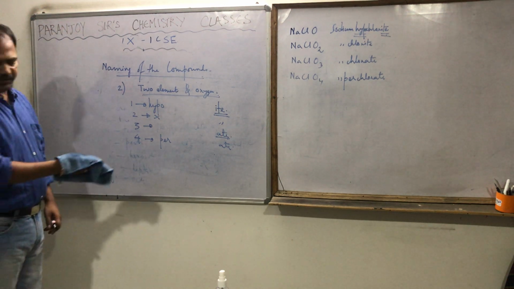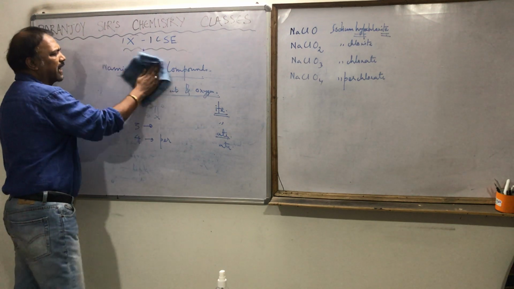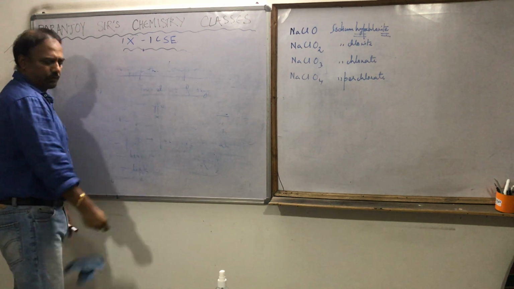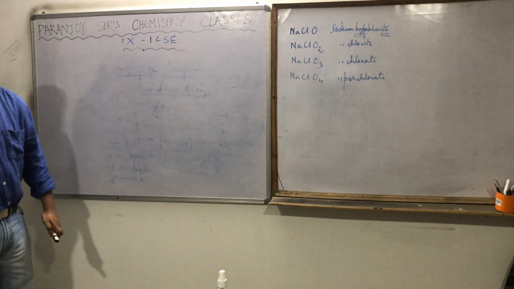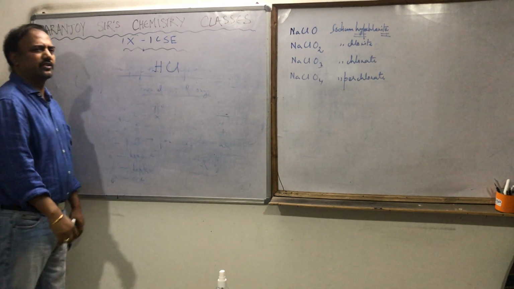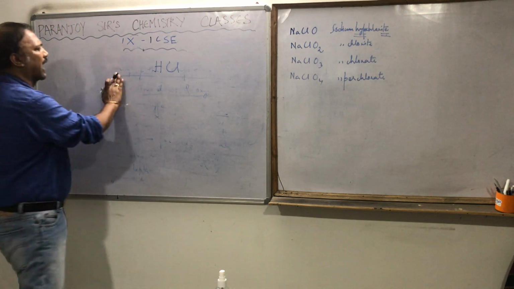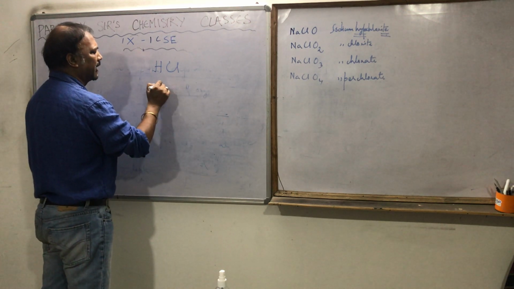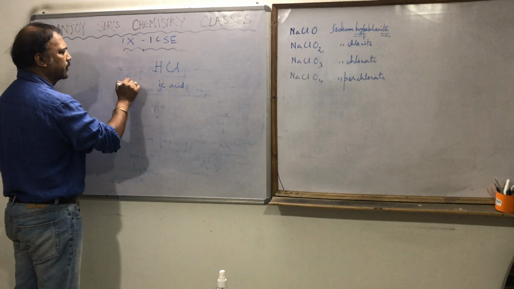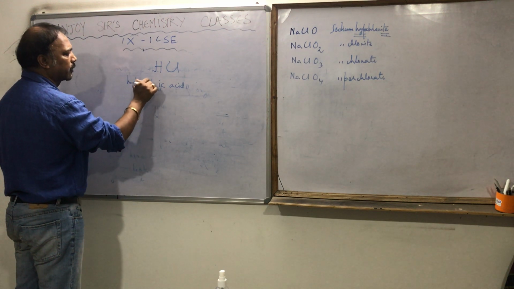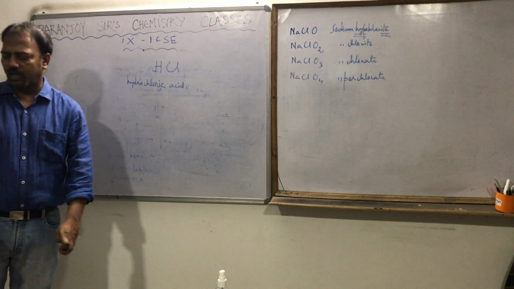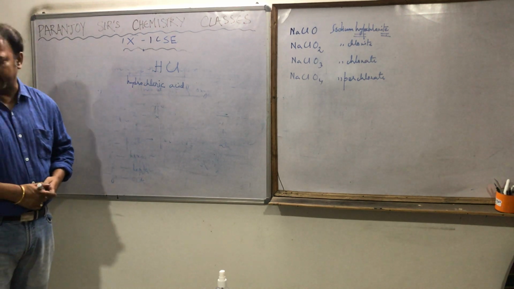For binary acids. Binary acid means, once again, I told you what binary is. Binary is nothing but that two elements are involved. For example, HCl, a simple one, two elements are involved. Then we write it as hydro, ic acid. So it is hydrochloric acid. The suffix is ic acid.